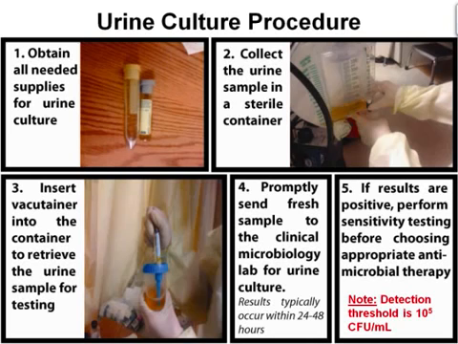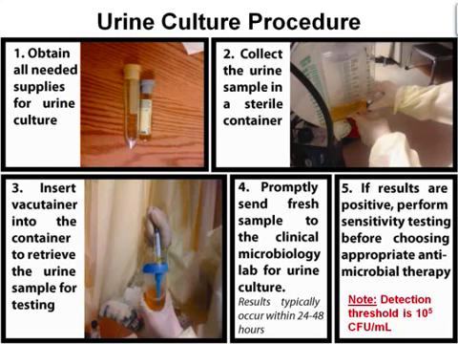Some argue that urine should not come from the collection bag because it is possible that organisms may replicate while in the bag. Step 3 involves inserting the vacutainer into the container for urine sample retrieval. The urine sample should be transported to the laboratory promptly, shown here in step 4, so as to prevent multiplication of bacteria or fungi in the receptacle.